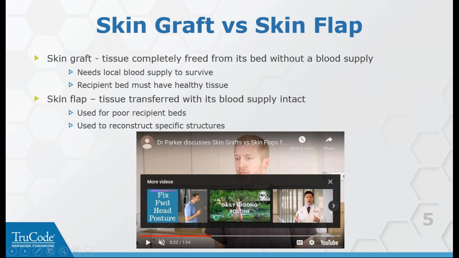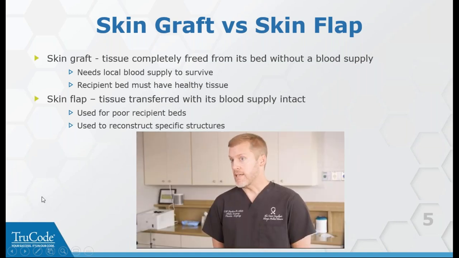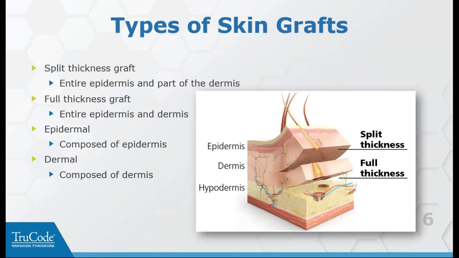However, the skin graft can shrink, and like we mentioned, there could also be pigment differences. The full thickness graft is going to be the entire epidermis and dermis. This graft usually provides a better cosmetic result, so it's usually going to be used on the face and the hands. The full thickness grafts do have a little bit of a higher failure rate, but they don't contract like a split thickness graft would.